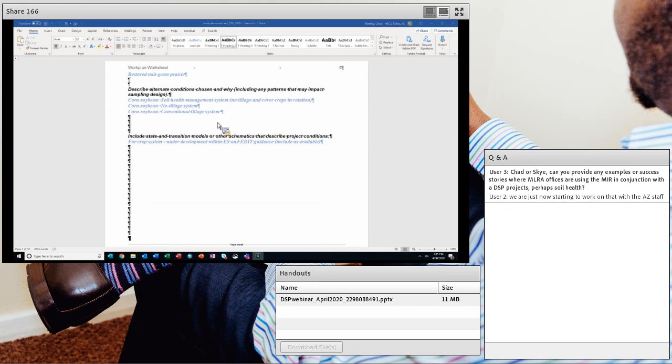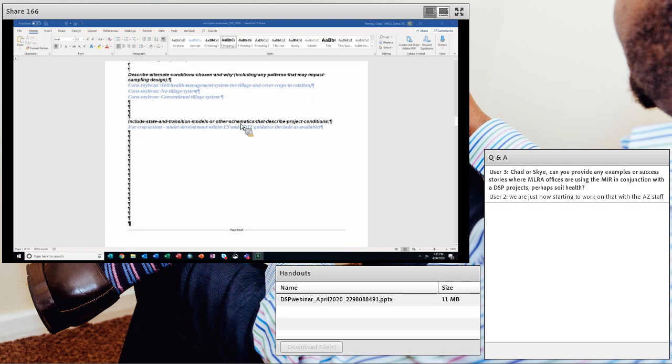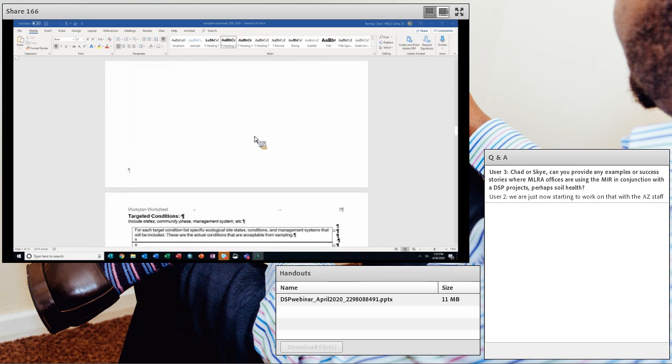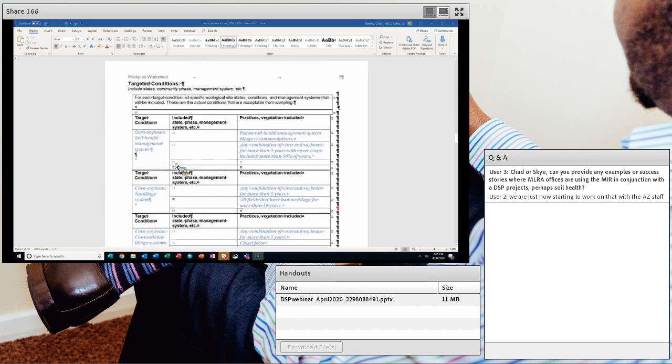Describe any alternate conditions and why you think those impact sampling design. For this study, we didn't really have any because it's just a gently rolling soil with very defined systems. I include the state and transition models. By the end of 2020, I think most everybody will have at least access to a provisional ecological site description. You should be able to provide that.